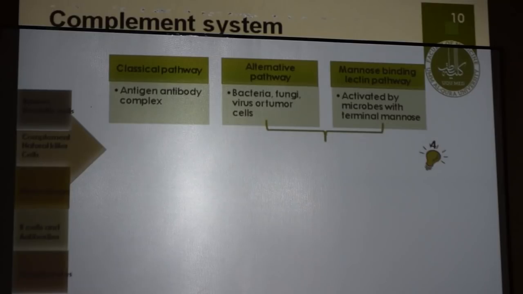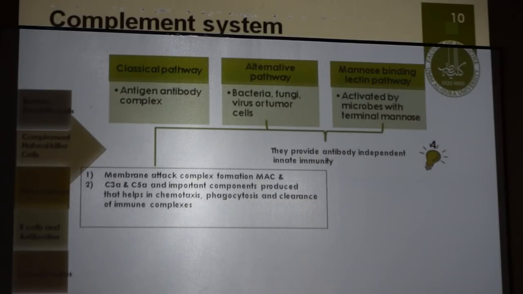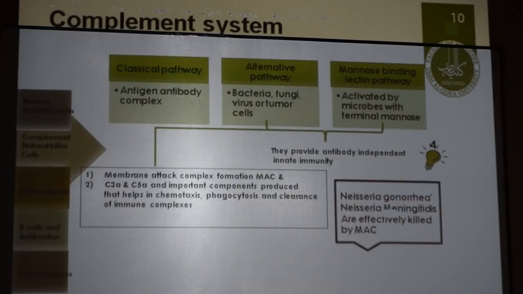Alternative and mannose binding. So we don't need to discuss it, because these are the two pathways which are antibody independent, while the classical pathway is antibody dependent. And what they are going to do, they are going to produce MAC, they are going to produce other complement products like C3a, C5a, anaphylatoxins, and they will kill the pathogen. And most importantly, gram-negative bacteria.